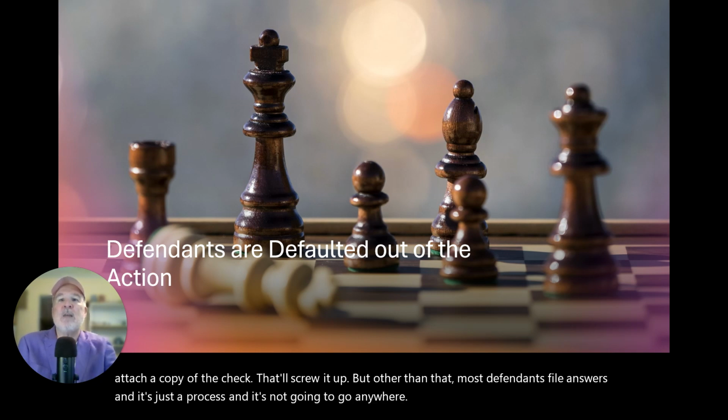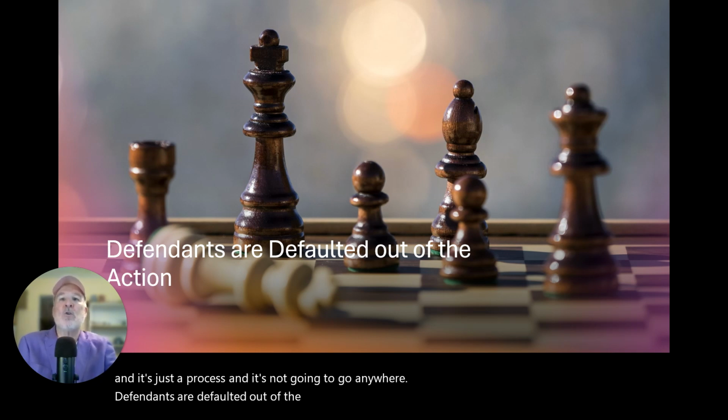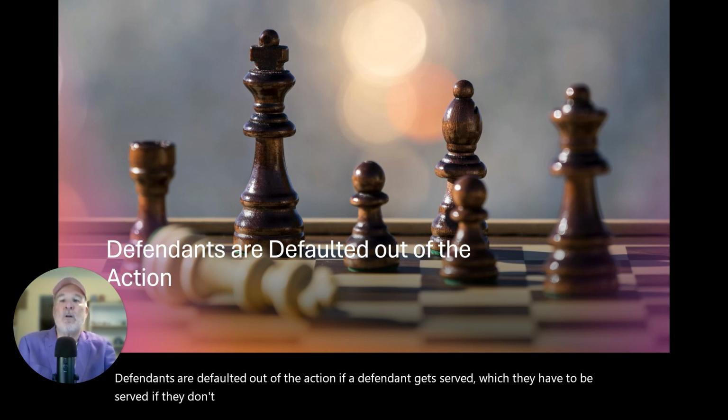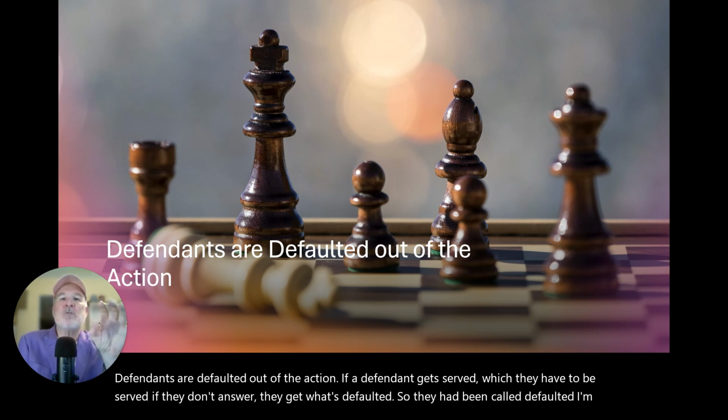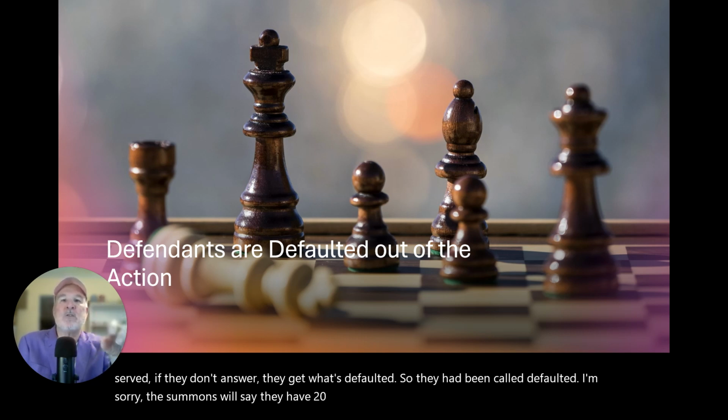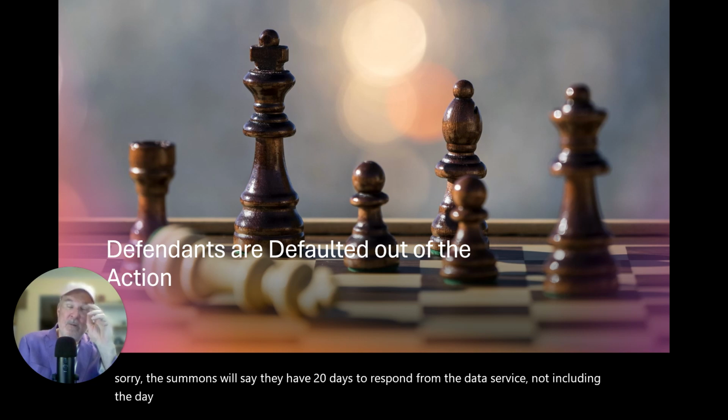Defendants are defaulted out of the action. If a defendant gets served, which they have to be served, and they don't answer, they get defaulted. The summons will say they have 20 days to respond from the date of service, not including the day of service. Then they have 20 days to consider whether they want to file an answer.